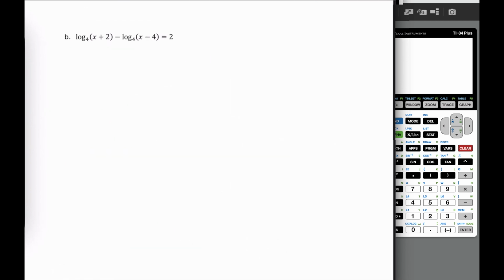Let's look at one more example. The first thing that we want to do is condense the logs on the left-hand side of the equation, and since these two logarithms are being subtracted, that means that their arguments are going to be divided, where we have the first argument in the top and the second argument in the bottom. So it's x plus 2 over x minus 4.